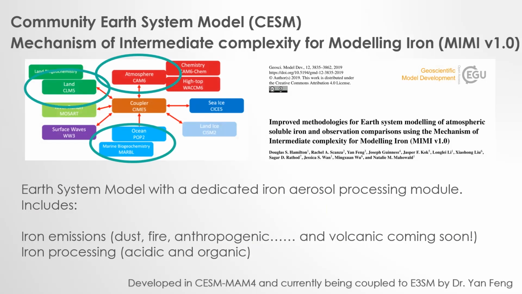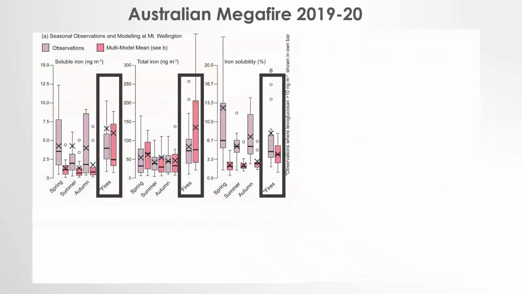to try and tease out some of these couplings that I was showing earlier on. So this model, MIMI, has been used in many studies, but in the context of the extreme event for this workshop, I just want to focus mainly on the Australian megafire of 2019-2020. So what we want to do, first of all, is to understand whether or not the iron models are actually able to capture the amount of iron which is coming from a wildfire source for Australia.